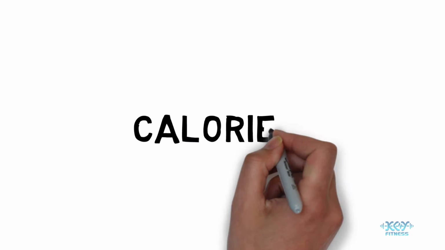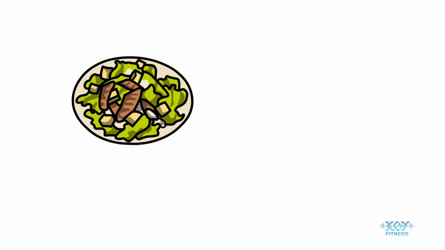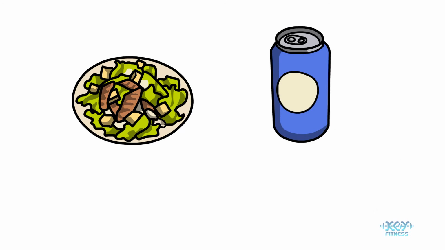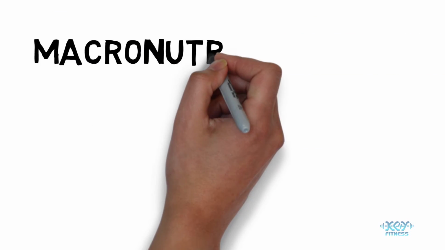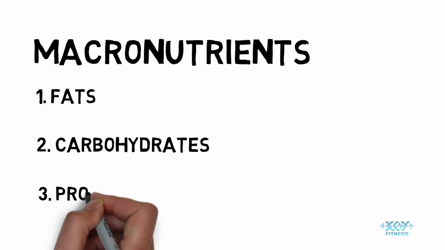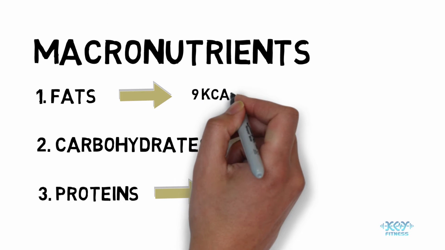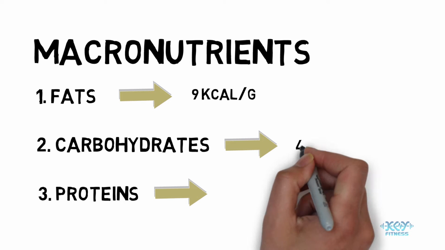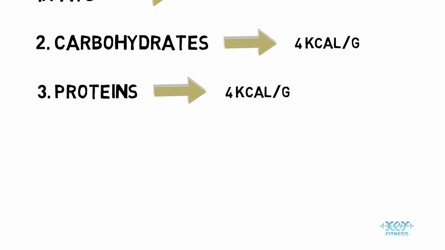First, let's talk about what a calorie is. A calorie is a unit of energy. It is the measurement of how much energy foods and beverages contain. You can see them on the food packaging. In nutrition, only macronutrients provide energy to our bodies, which are fats, carbohydrates, and proteins. Each of them has a different amount of energy. 1 gram of fat has 9 kilocalories, while carbohydrate and protein have 4 kilocalories per gram.